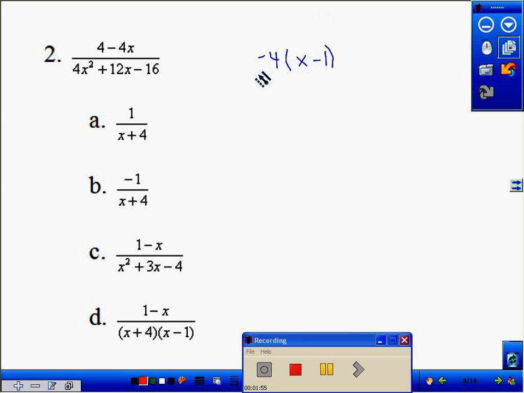Okay? On the bottom, what should we do to that bottom? Yeah, let's take a 4 out of it. And we have 4 times x squared plus 3x minus 4. Oh, the pen is not cooperating.